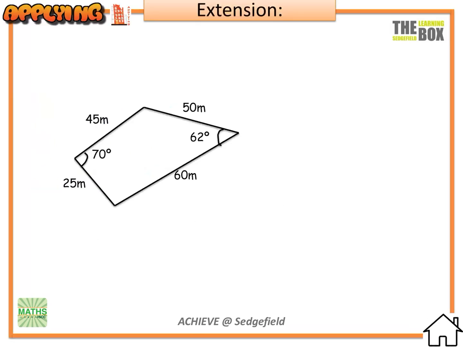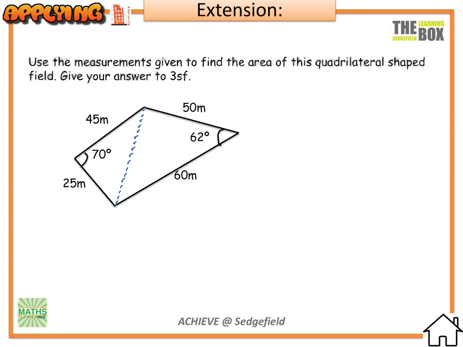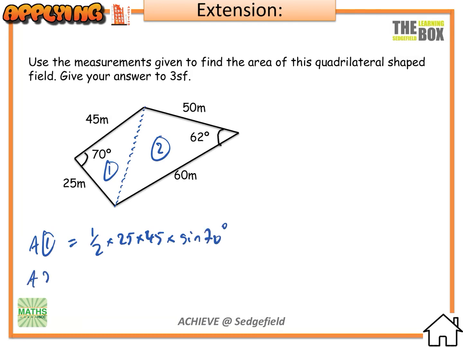Little extension question here. Find the area of this quadrilateral. It's very easy. Just split it in half, and we can use the area of a triangle formula twice. So it will be triangle 1 and triangle 2. The area of 1 is equal to a half times 25 times 45 times sine 70. The area of 2 is equal to a half times 50 times 60 times sine 62.